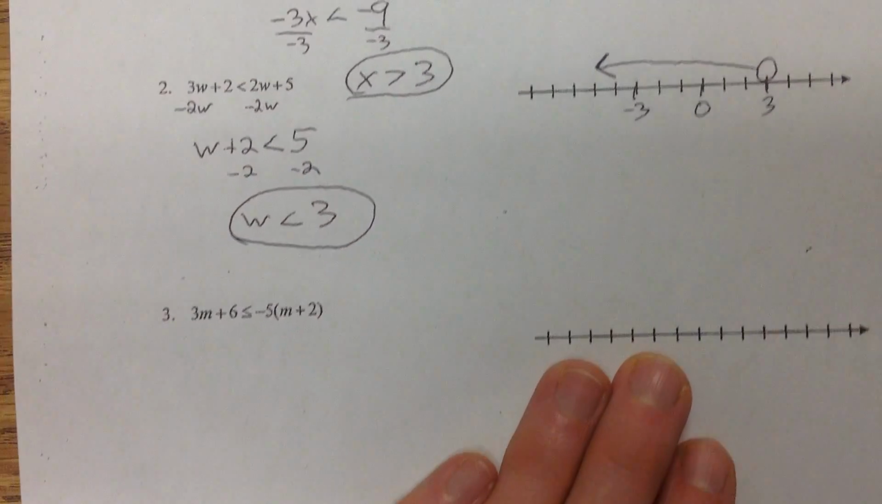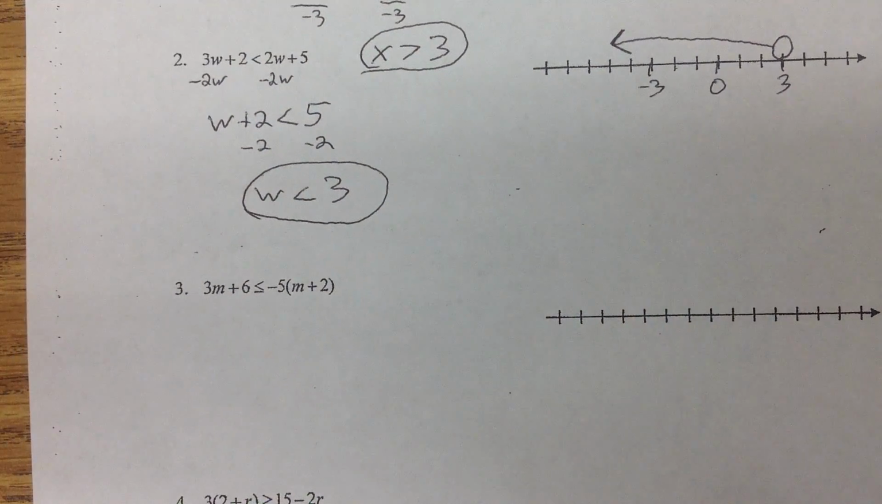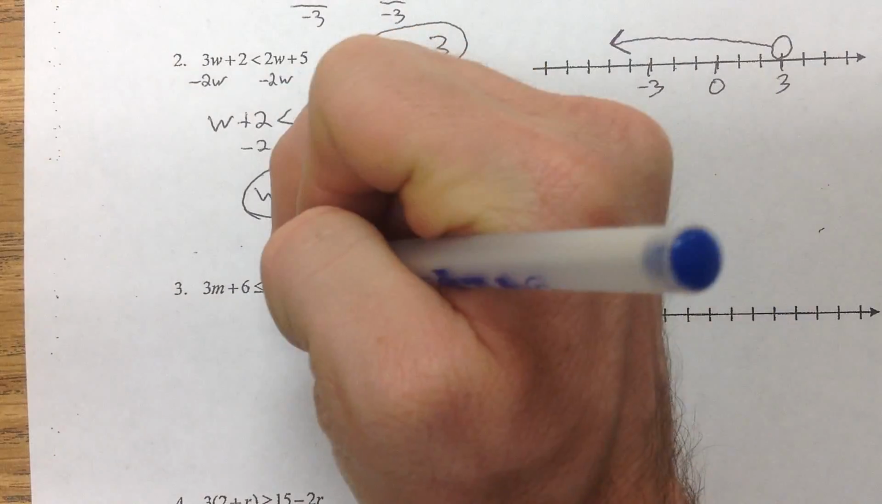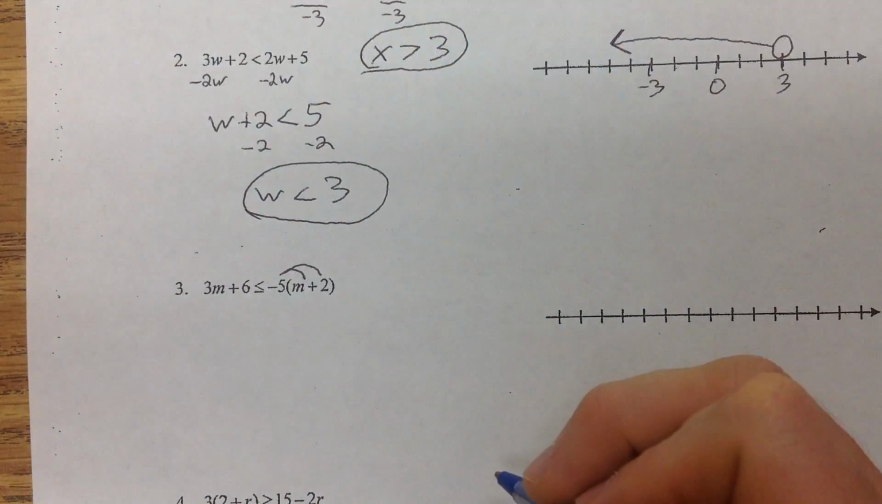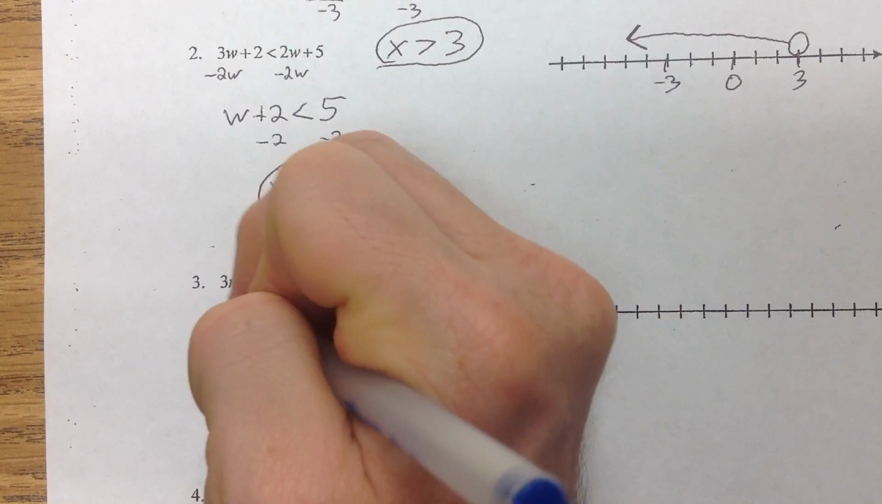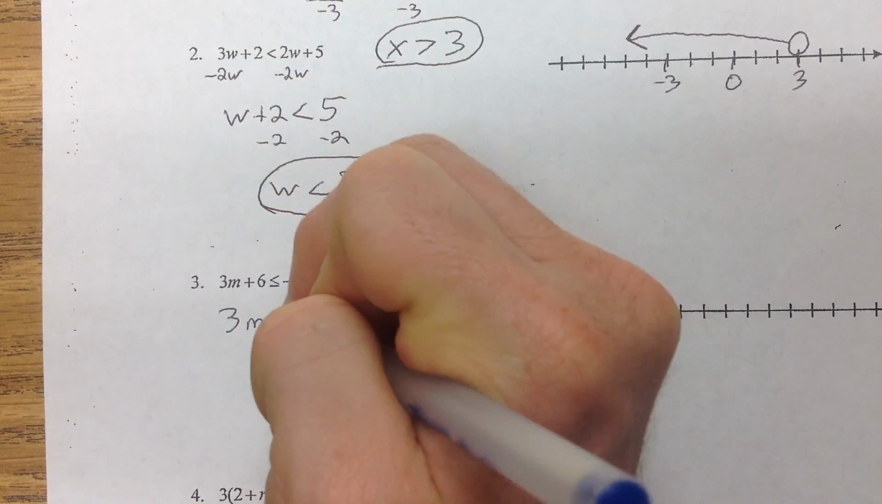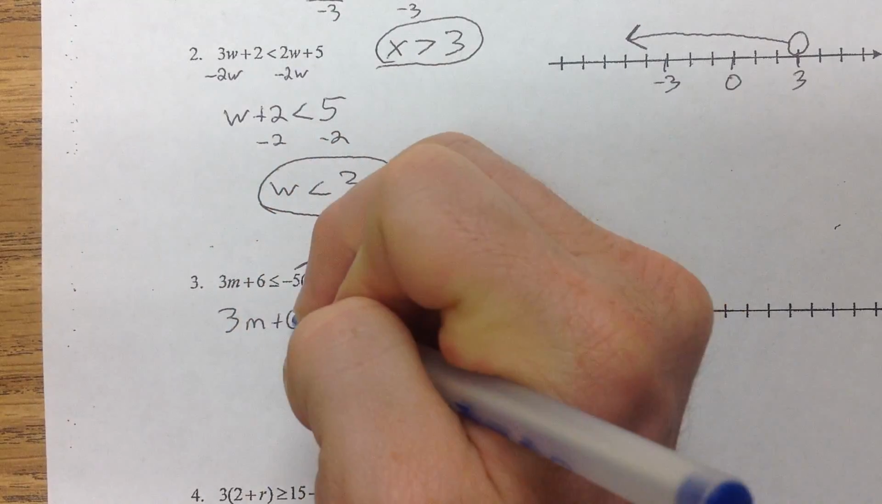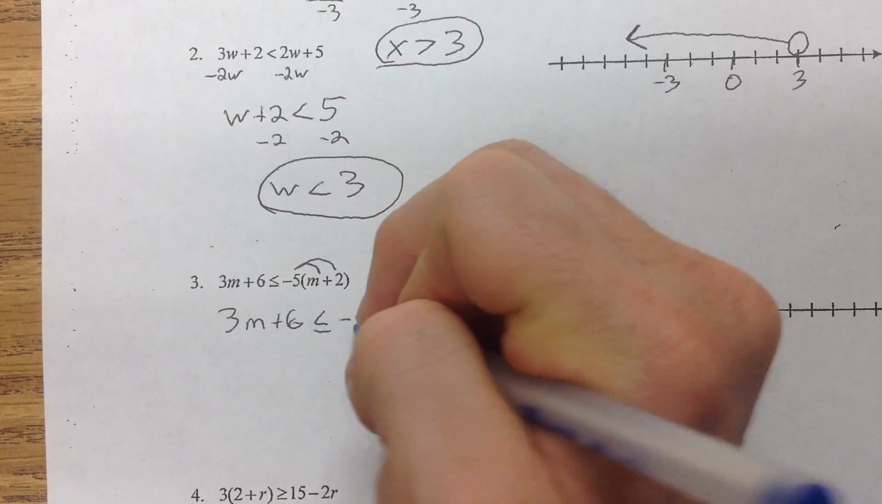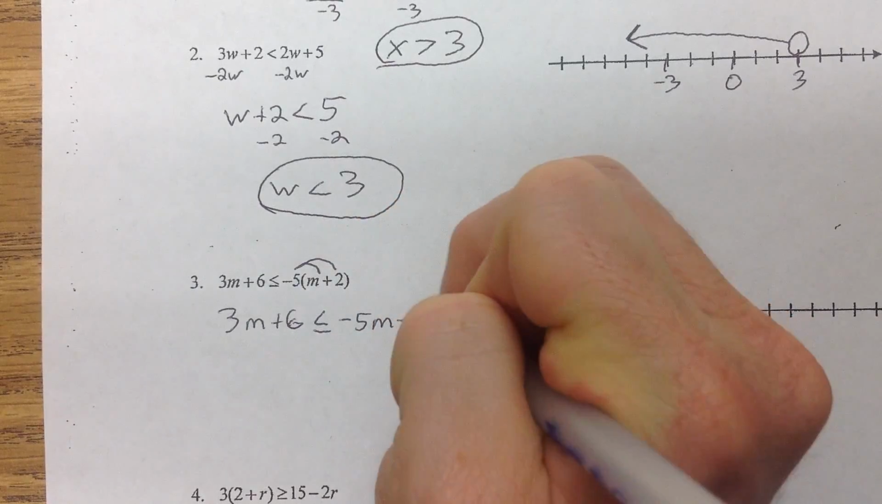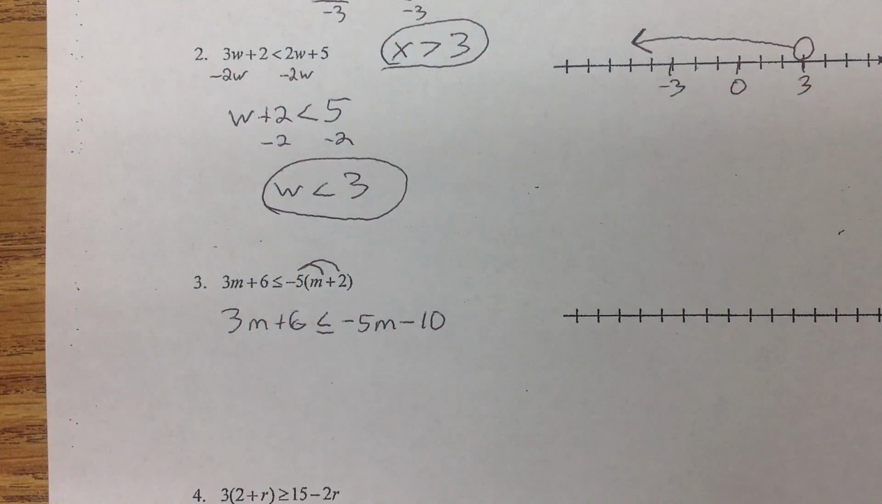Okay. Let's take a look at number 3 here. 3m plus 6 is less than or equal to negative 5 parentheses m plus 2. So let's get started with our distribution. Both of those, so this just comes right down. 3m plus 6 is less than or equal to negative 5m minus 10.